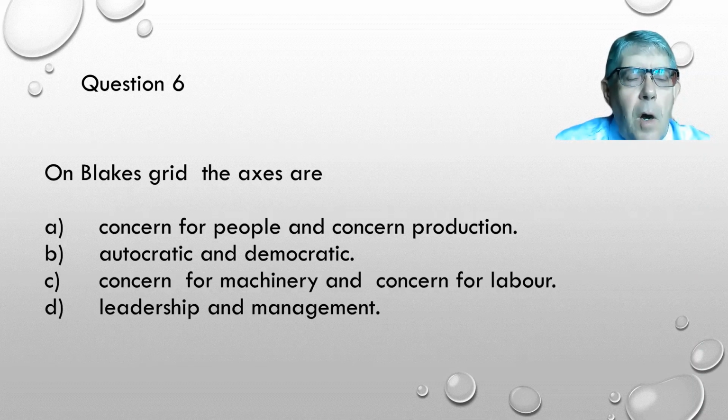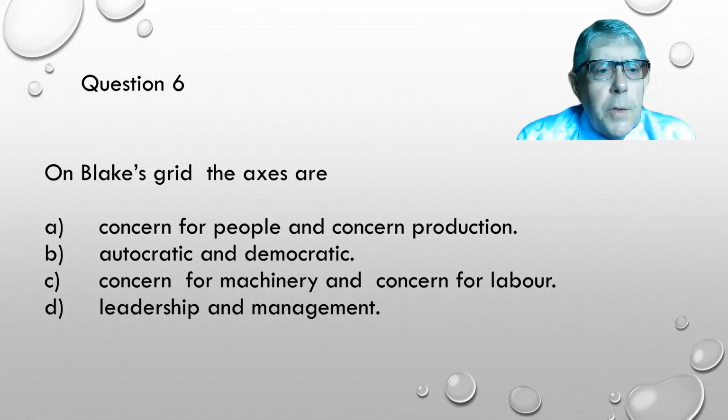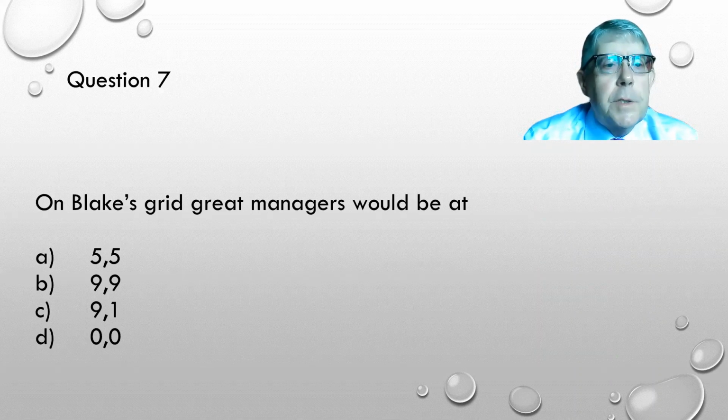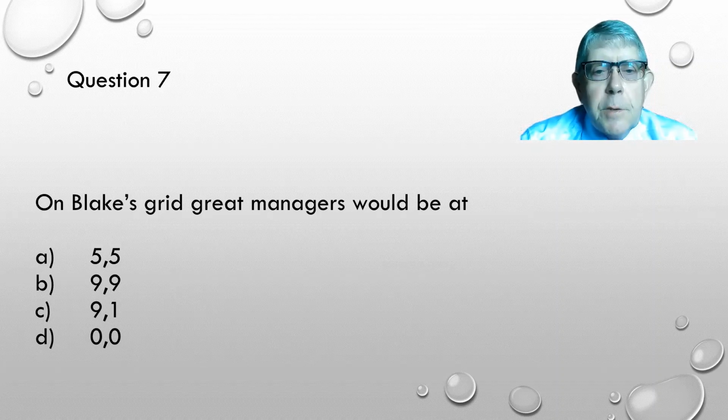Question 6. On Blake's grid, the axes are A, concern for people and concern for production, B, autocratic and democratic, C, concern for machinery and concern for labour, or D, leadership and management. Question 7. On Blake's grid, great managers will be at A, 5-5, B, 9-9, C, 9-1, or D, 0-0.